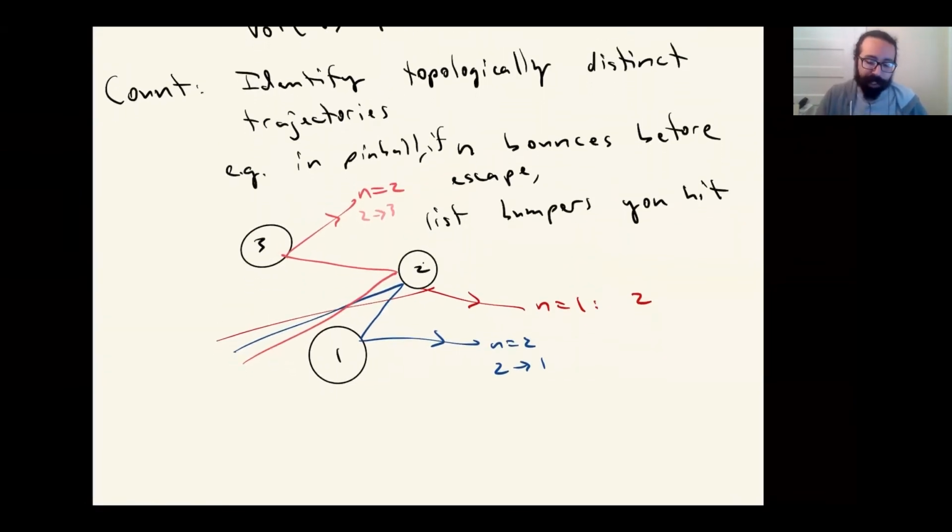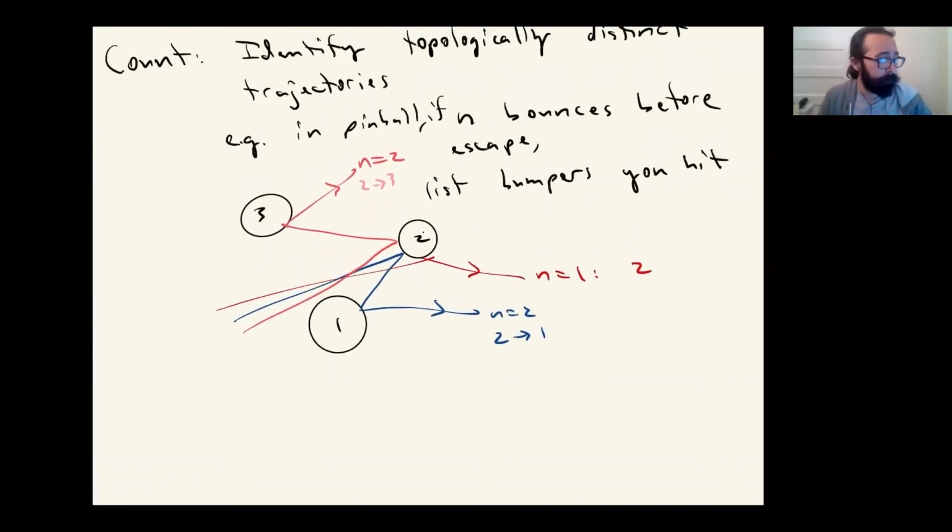So topologically, in this sense, there's a discrete classification of which trajectory you're on, in terms of which bumpers you are hitting. Okay, thank you. Yeah.